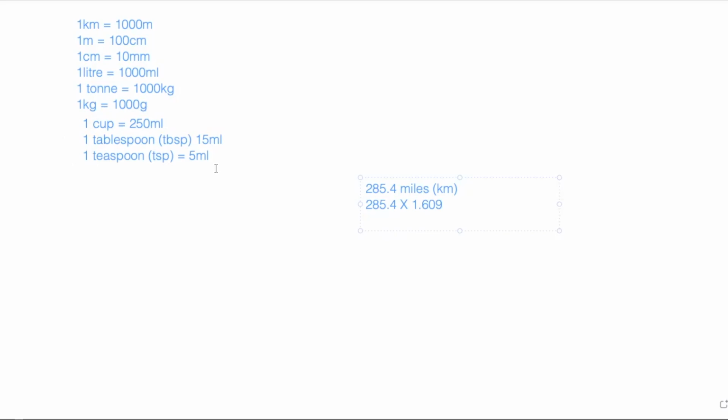And then when it comes to metric to imperial, I'm not sure whether you need to know it or not. But as long as you know that an inch is 25.4 millimeters, you can convert between the two.